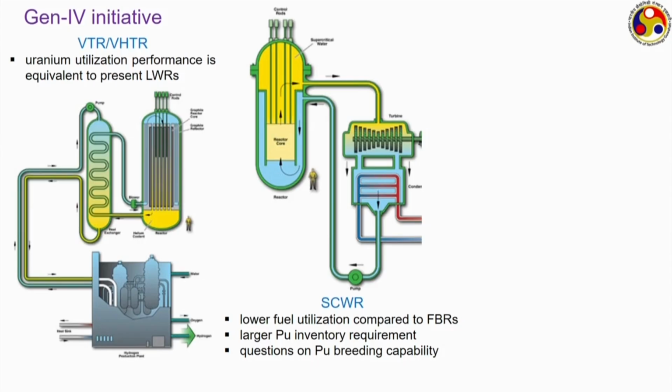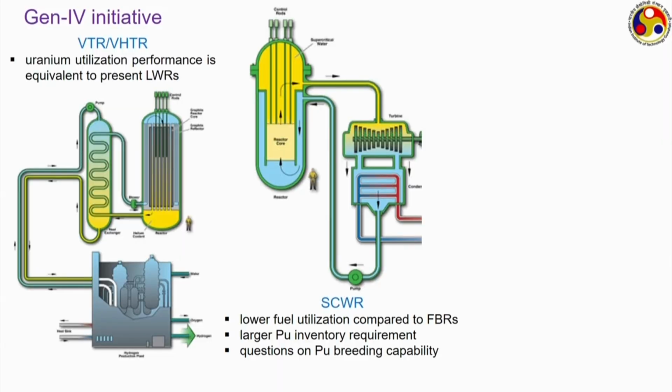In fact, VTR generally is a thermal reactor only, and therefore, it is only expected that its utilization performance will be similar to the modern day thermal reactors like PWRs. So, the other one is SCWR. Of course, it is very promising because it works at the supercritical pressure and temperature level, and so promises very high thermal efficiency, something in the range of 44 to 45%, but it has its own issues like very high pressure and temperature, and also from the fuel utilization point of view, its utilization is lower compared to the present FBRs.